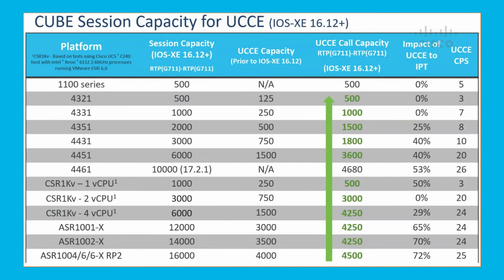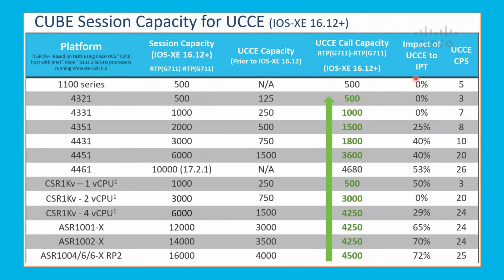4,000. Now we have tested each and every platform, and in some platforms you can see the impact is virtually nothing. So for example, a 4321 can do 500 collab calls. If you were to present it with 500 UCC calls, it can handle it without any issues with the same resource utilization. And then we have also published calls per second numbers. So you can see pretty much across the board with all the platforms, the number of UCC calls that a box can handle has gone up significantly.